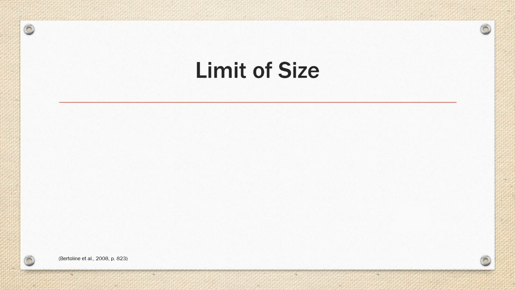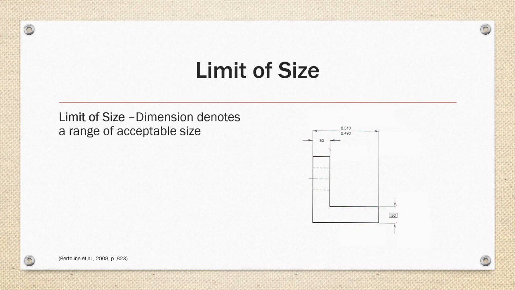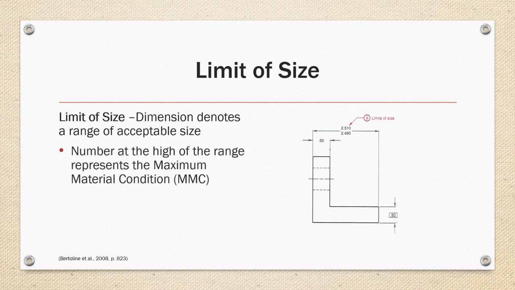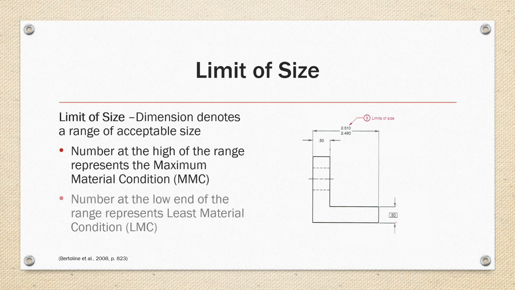Limit of size. A limit of size dimension denotes an acceptable size range by displaying two numbers, as noted on the right. The larger number represents the largest the feature can be and be acceptable, or maximum material condition, abbreviated as MMC. The smaller number represents the smallest the feature can be and be acceptable, or the least material condition, abbreviated as LMC.